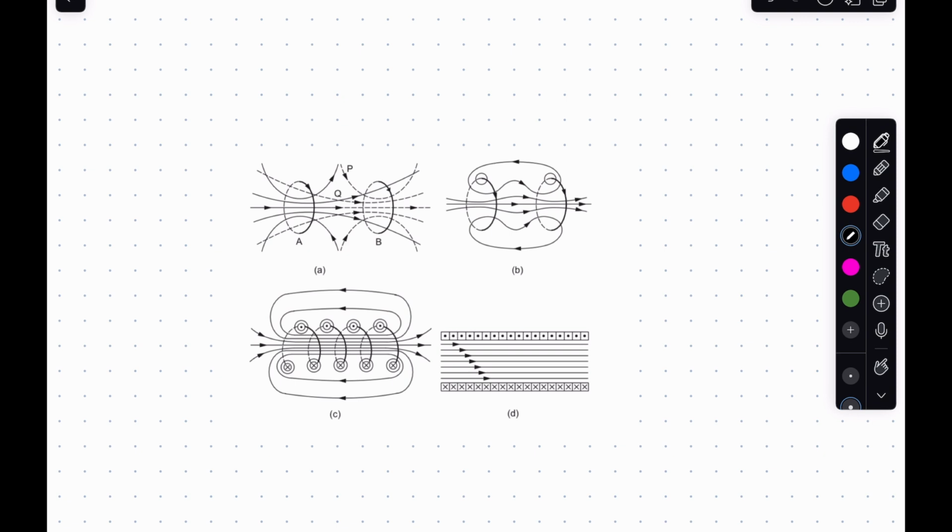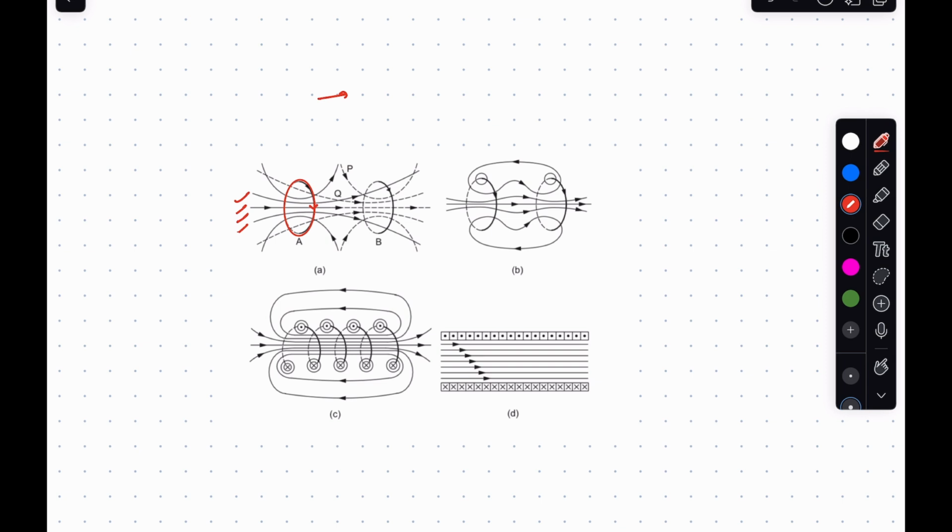So here, if I take one ring like this, and let's suppose the current is flowing like this, then if I use the right hand thumb rule, the magnetic field lines would of course be like this, passing through it, as they have drawn with these thick lines. So the magnetic field lines will be like that.